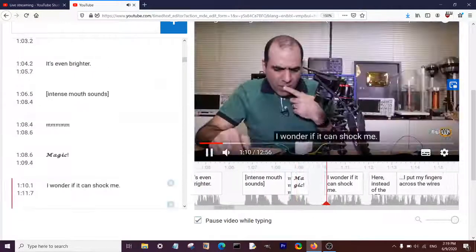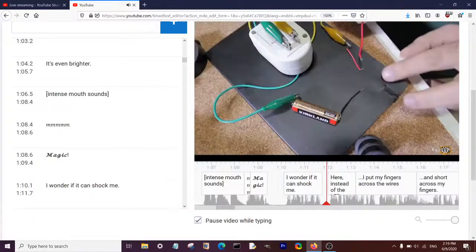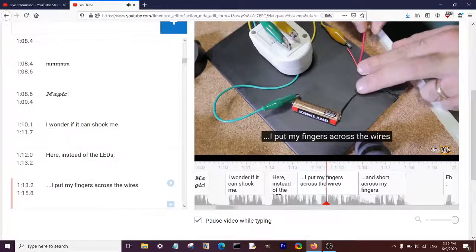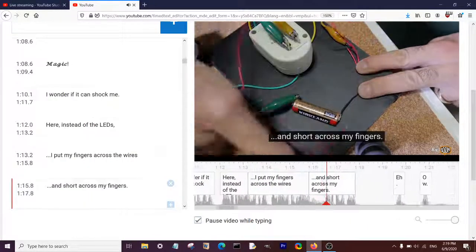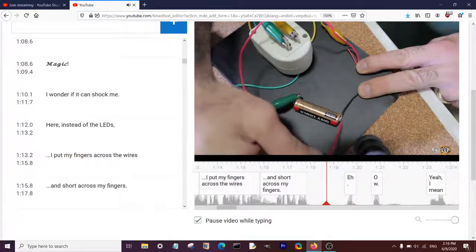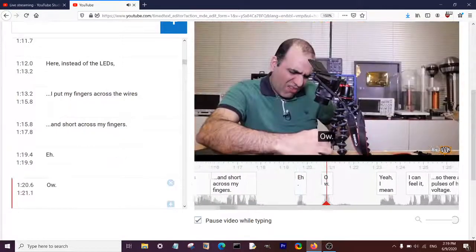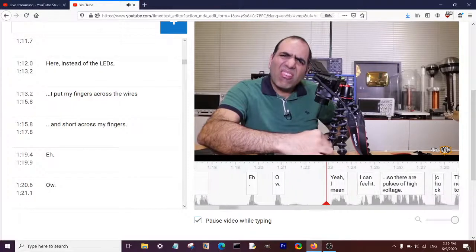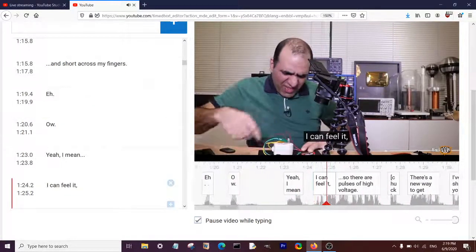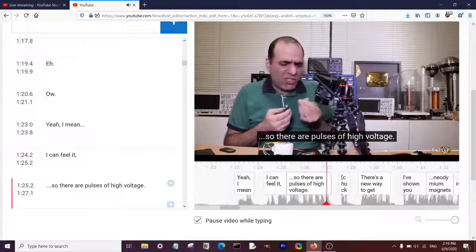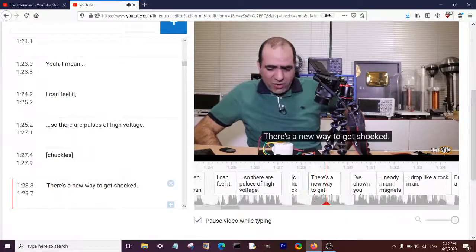Magic. I wonder if it can shock me. Here instead of the LEDs, I put my fingers across the wires and short across my fingers. Ow. Yeah, I mean, I can feel it, so there are pulses of high voltage. There's a new way to get shocked.